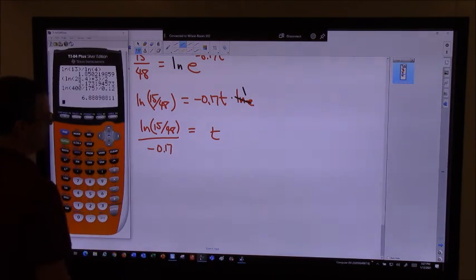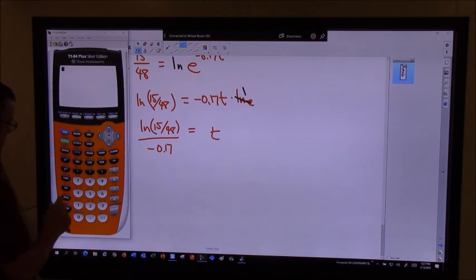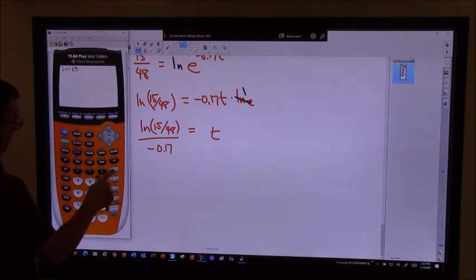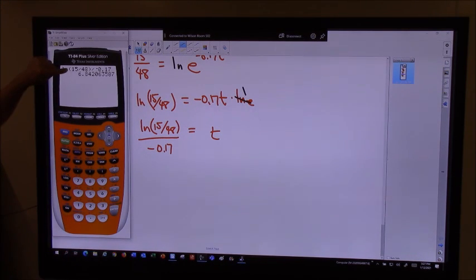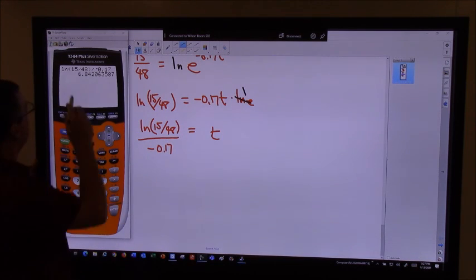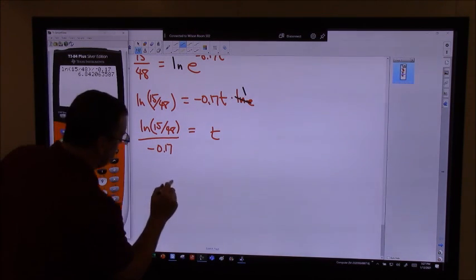So I put that into my calculator. I've got natural log of 15 divided by 48 divided by a negative 0.17. If you wonder how that could be positive, well, the natural log of this is a negative number, so we're doing a negative divided by a negative. But there's what I get, 6.842.